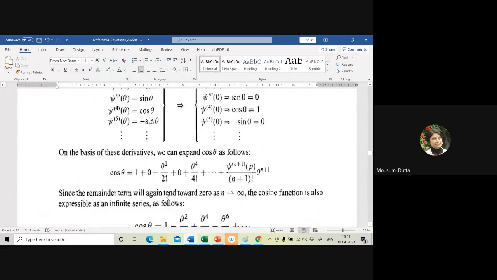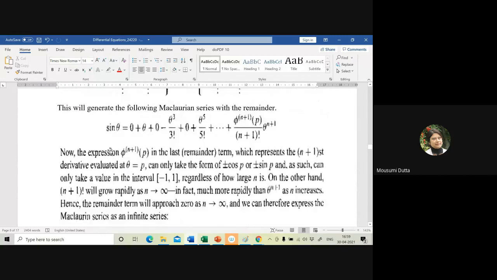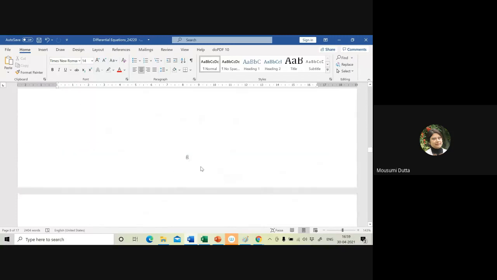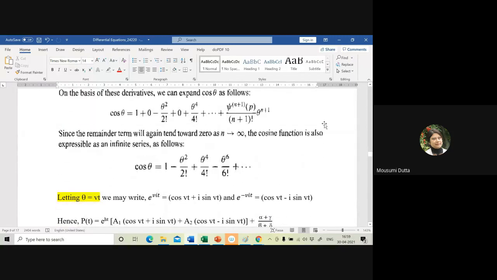Okay, so first this expression following the Maclaurin series, and then following the same logic, I can present cos theta as 1 minus theta square by 2 factorial, plus theta to the power 4 by 4 factorial, minus theta to the power 6 by 6 factorial. Because the last term has moved towards 0.